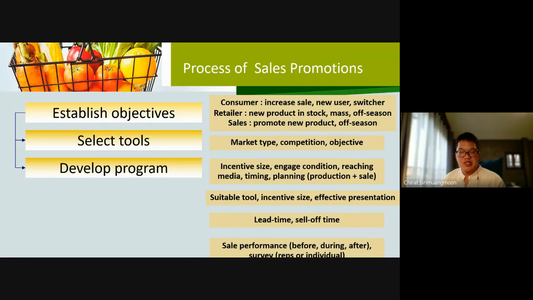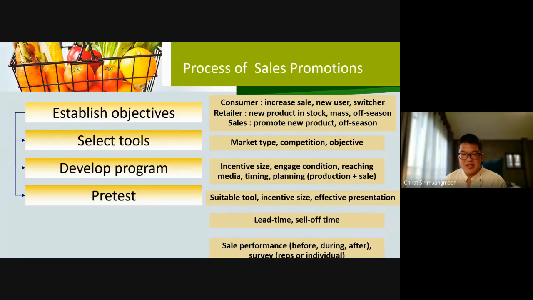Engage condition, like try to link them with your product. Reaching media, how they reach the media. Is it easy or is it hard? Timing. How often you see the promotions on the market or how you send the message to them. Then don't forget about planning. Sometimes you produce a lot, but the sales are not matched. So you should balance between production rate and sales rate.